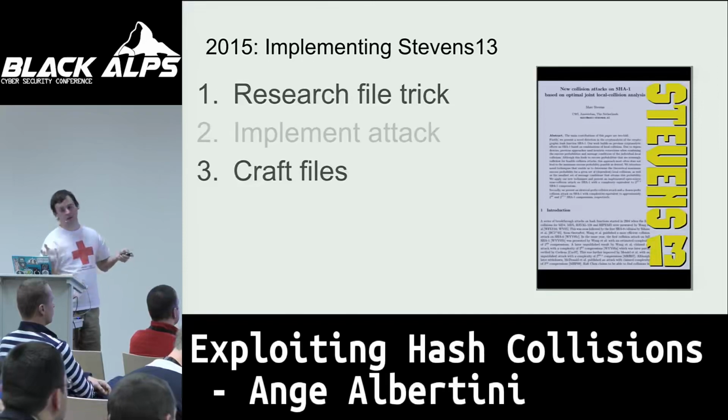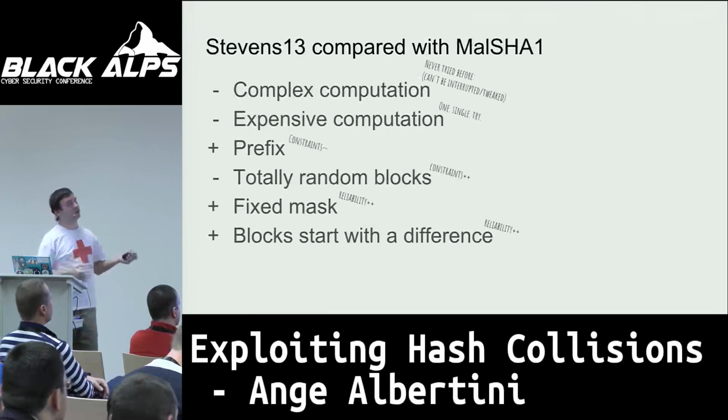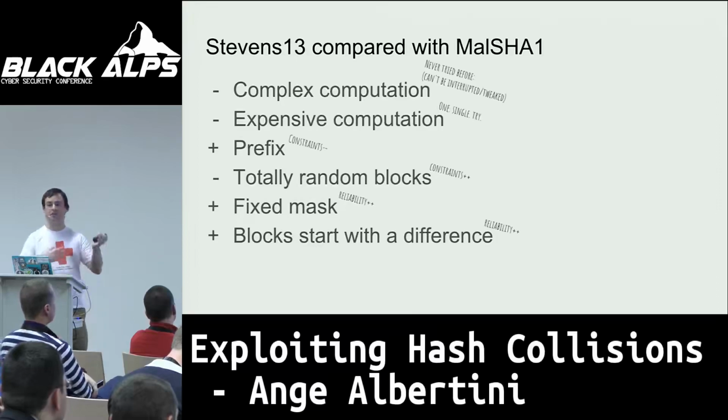And then once the attack was computed and there was an actual collision, craft the files and make sure they work. So even though it was huge in computing power, the attack was actually quite more flexible than the modified SHA-1. The computation is very complex, and it was never tried before. So we have one single try, and you cannot say, hey, can you change something now? So we didn't have this freedom at all. And again, one single try.